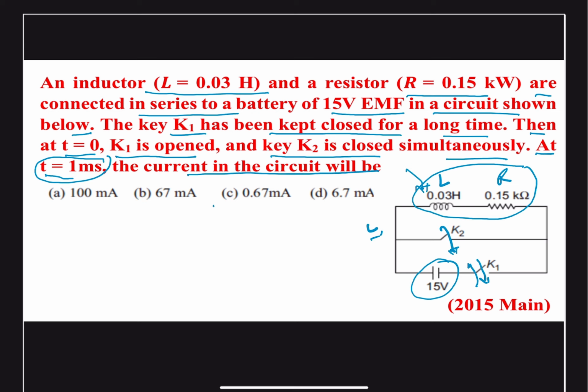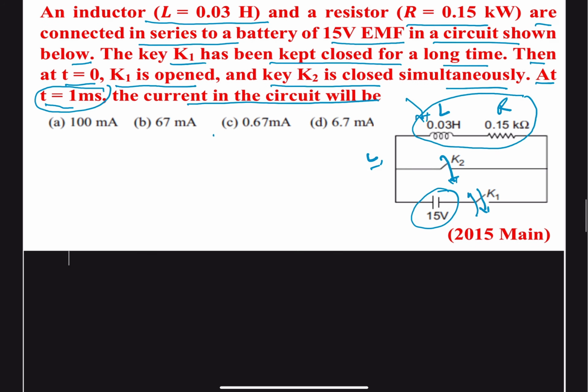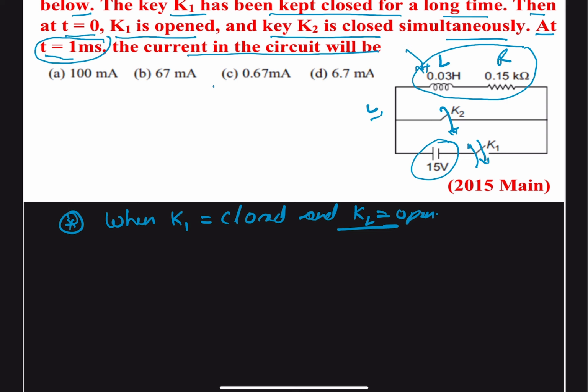So let us start. This question consists of two cases. Case 1, when K1 was closed, K2 was open. And the second case, when K2 is closed and K1 was open. Or we can also describe that when K1 is closed, we can call that a steady state condition. So let us start from there only. So you can say when K1 is closed and K2 is open, under this condition, we have a steady state condition.